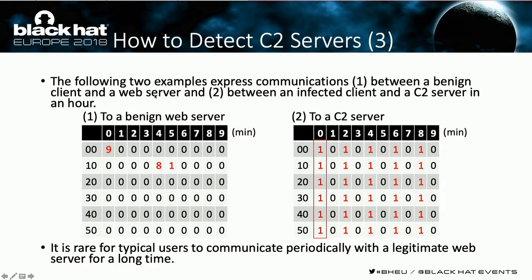Next, let's take a look at the difference between a benign communication pattern and a malicious one. These two tables show total numbers of communications in every minute for an hour. The left table shows legitimate communications between a benign client and a server. It is rare for typical users to communicate periodically with a legitimate web server for a long time. In contrast, the right table shows malicious communications between an infected client and a C2 server. Since bot or RAT communicates at some intervals, you can see a pattern like vertical straight lines on the right figure like this.